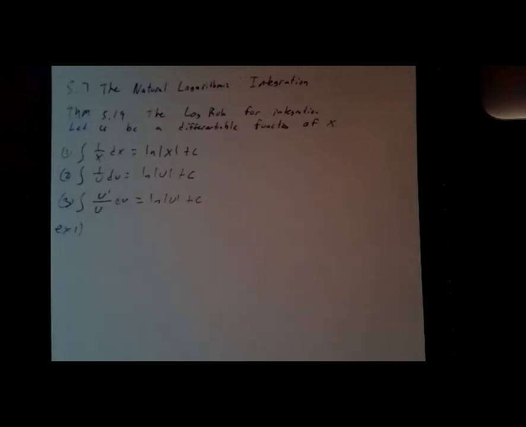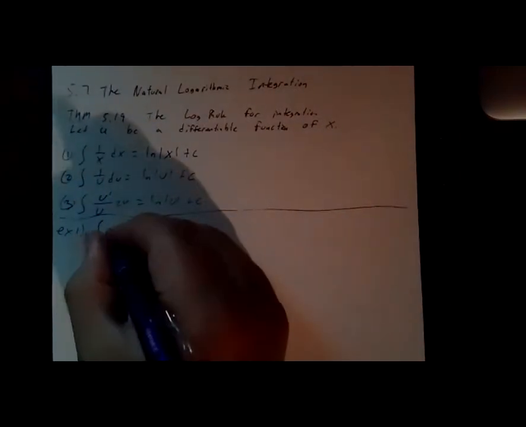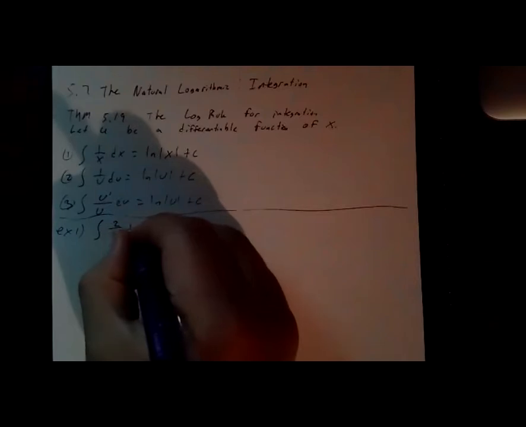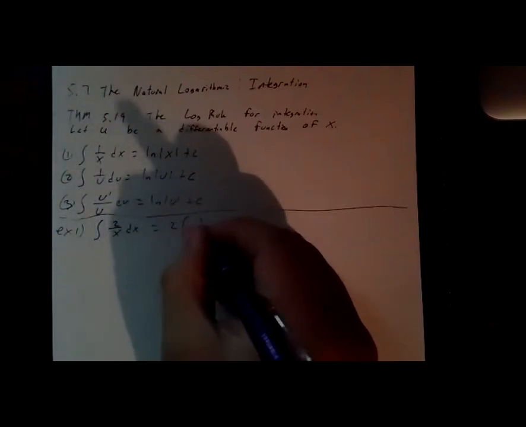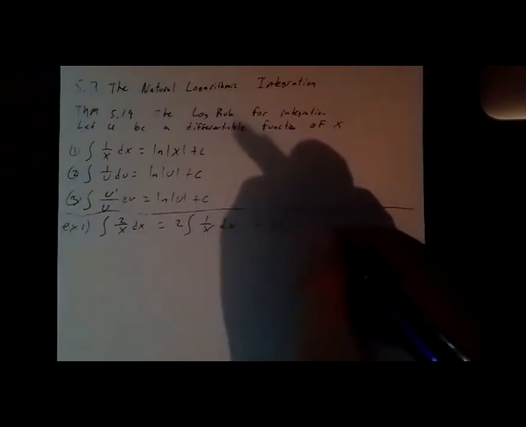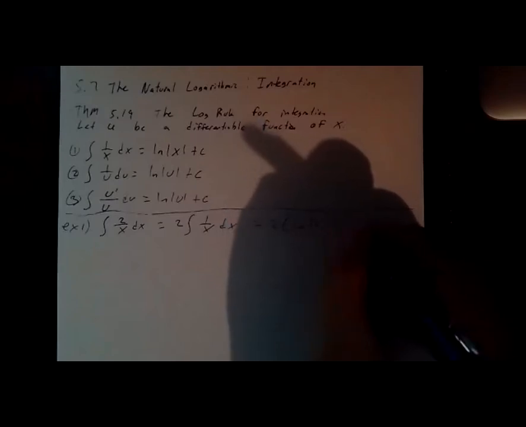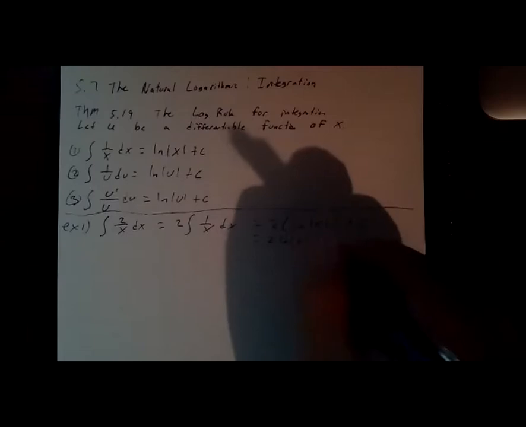All right. Let's do a simple example first. So the integral of 2 over x dx. Remember, we can pull out the 2 in front. And we know that the integral of this will be 2 times ln of x plus your c. So 2 ln x plus c.